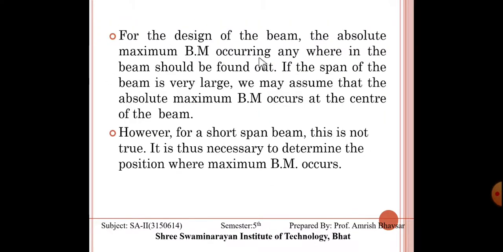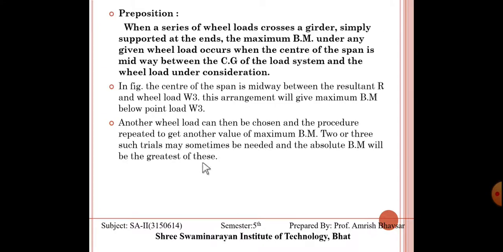For the designing of the beam, the absolute maximum bending moment occurring anywhere in the beam should be found out. If the span of the beam is very large, we may assume that the absolute maximum bending moment occurs at the center of the beam. However, for a simply supported short-span beam, it is not true. Whenever the span is short, it can change. It is thus necessary to determine the position where the maximum bending moment occurs. But when the span is large, then we can consider it at the center.